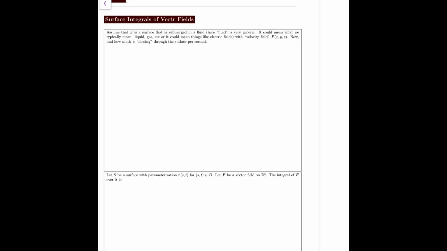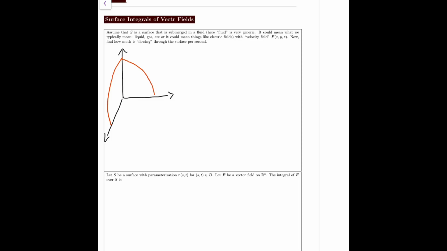I'm just going to think about water, and it has a velocity field f of x, y, z. That's a velocity vector field f of x, y, z. Now we want to know how much fluid is flowing through the surface per second. So I'm just going to use, again, the example that I've been using, the upside down facing paraboloid, just because of all of the surfaces I can draw poorly, I think I can draw this the least poorly.